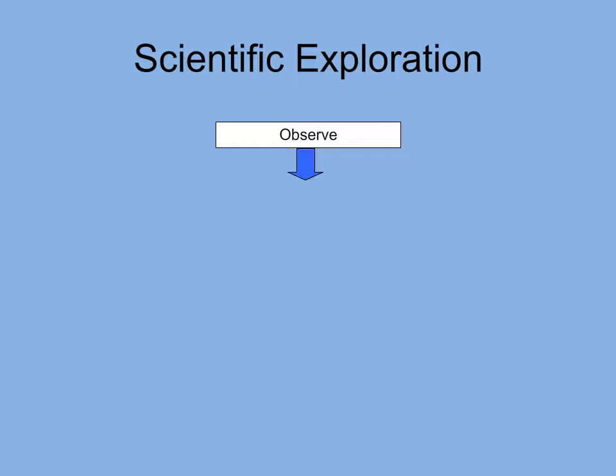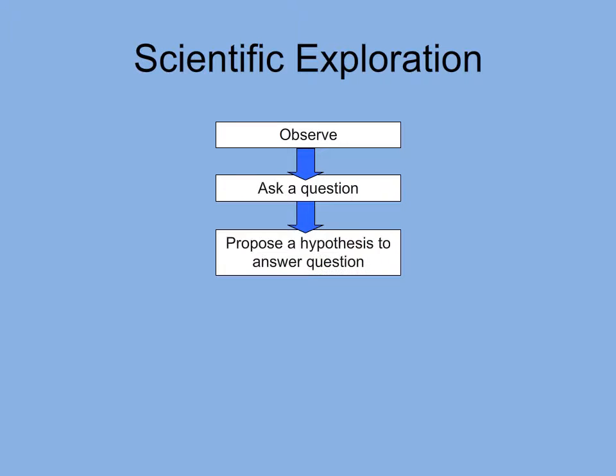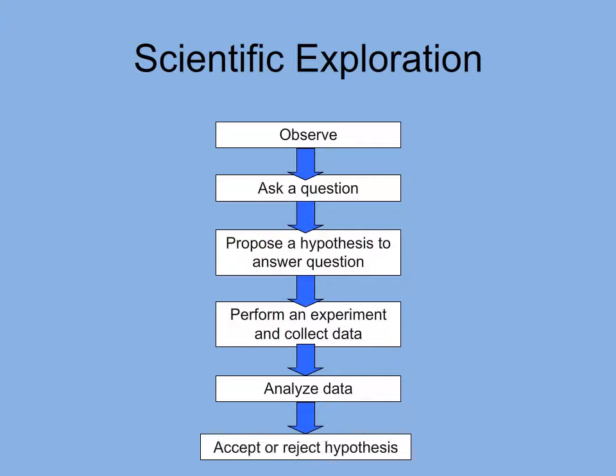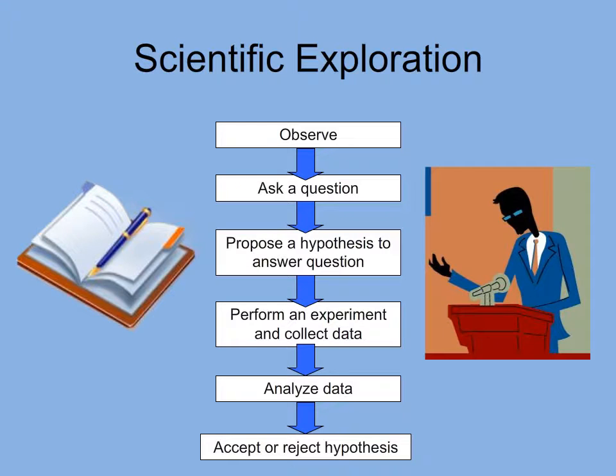Hypothesis testing is accomplished through the scientific method. The basic steps of the scientific method are observation of a phenomenon, asking a question about the phenomenon, forming a hypothesis based on the question, experimentation and collection of data, analyzing the data, and acceptance or rejection of the hypothesis. The hypothesis can be revised if necessary. And you do need to report your findings to the scientific community.